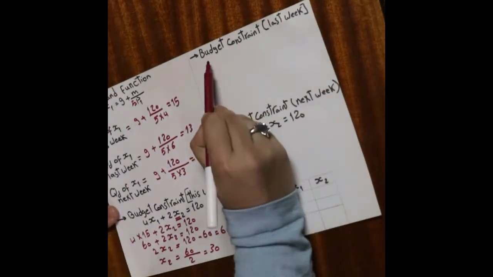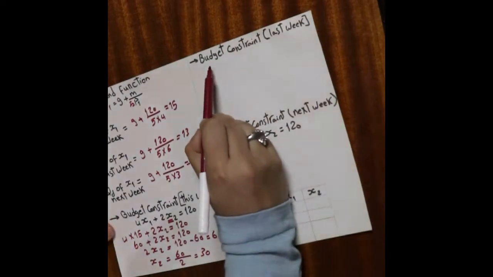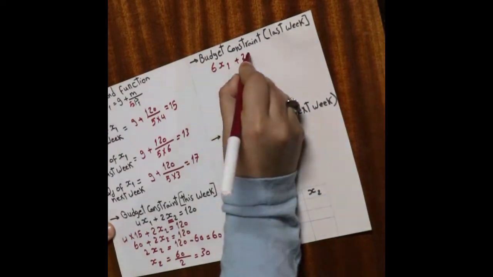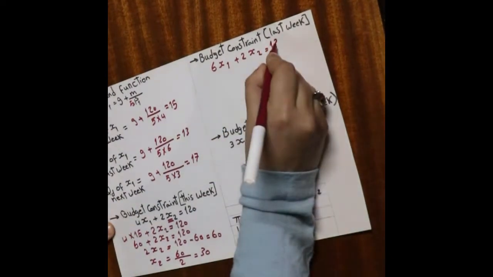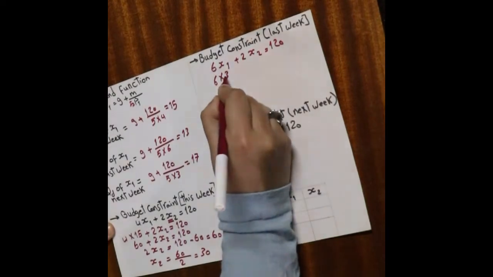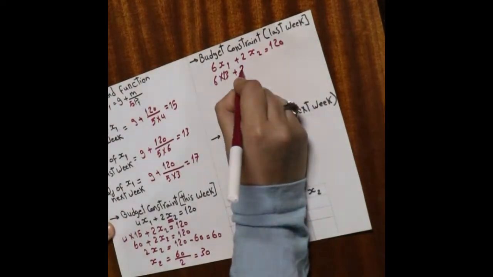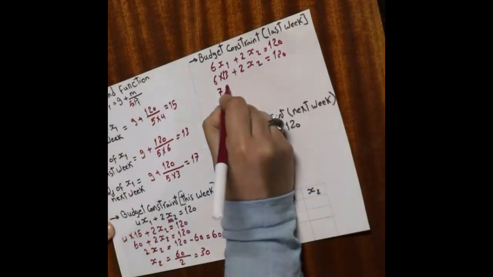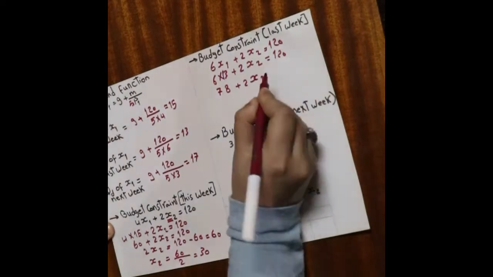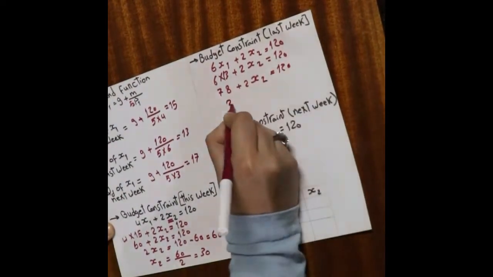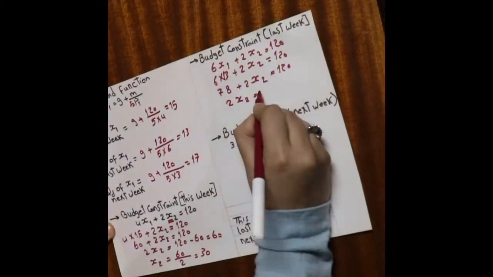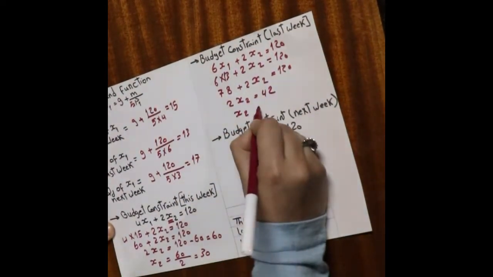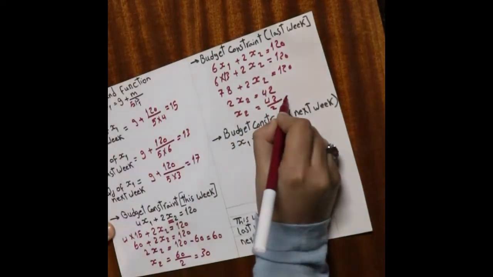Second equation, last week: 6x1 plus 2x2 equals 120. 6 multiplied by 13 plus 2x2 equals 120. 78 plus 2x2 equals 120. 2x2 equals 120 minus 78 equals 42. x2 equals 42 over 2 equals 21.